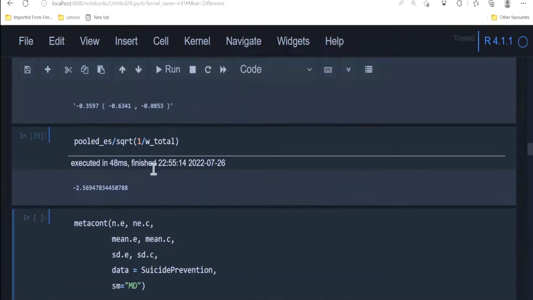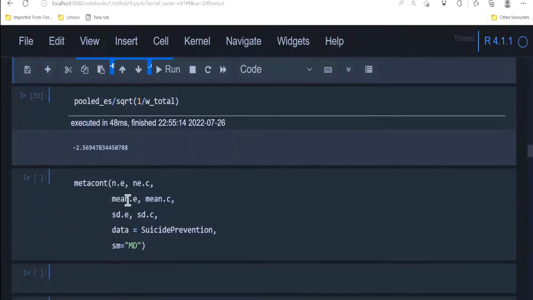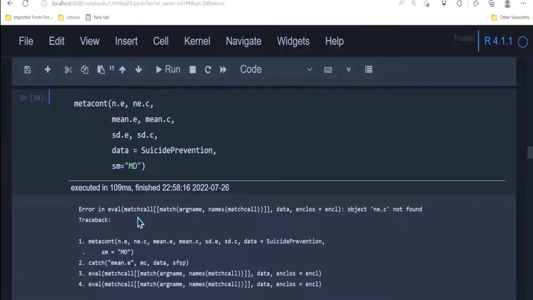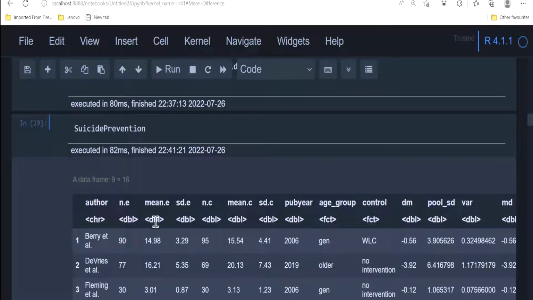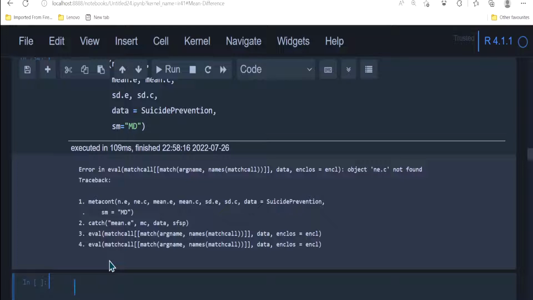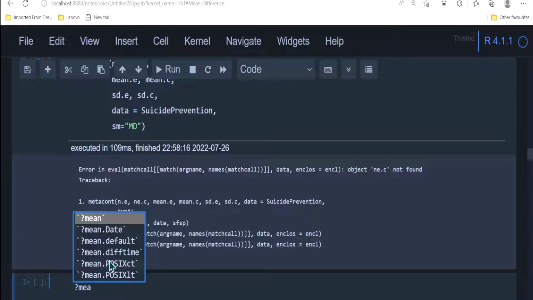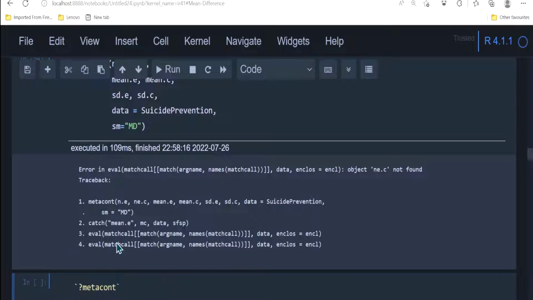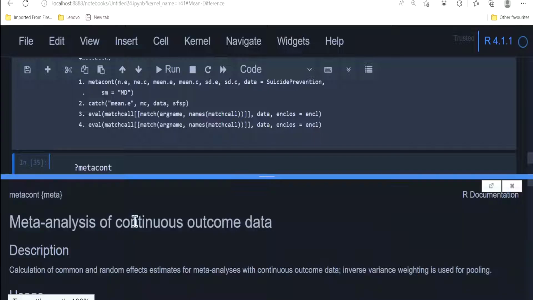Now if I run this, I should be able to get these confidence intervals, and let's see if it works well. Now if I run it, I must have some error. Okay, and how does my data look? Okay, NE and NC, something is wrong here. There is no variable called NEC. So I need to make sure that they are properly arranged. For the metacont function, I can actually look at how they have to be. It's a very long help file. Maybe you can have a look.